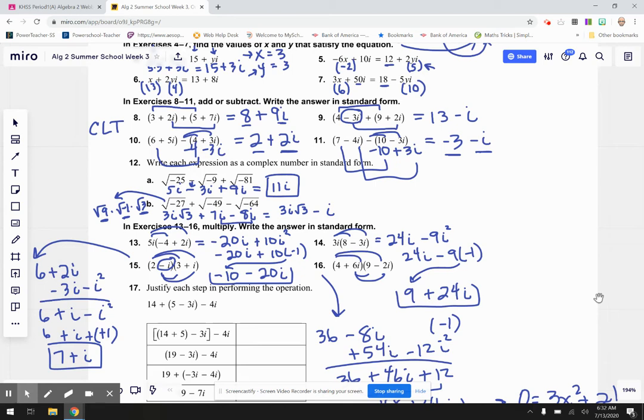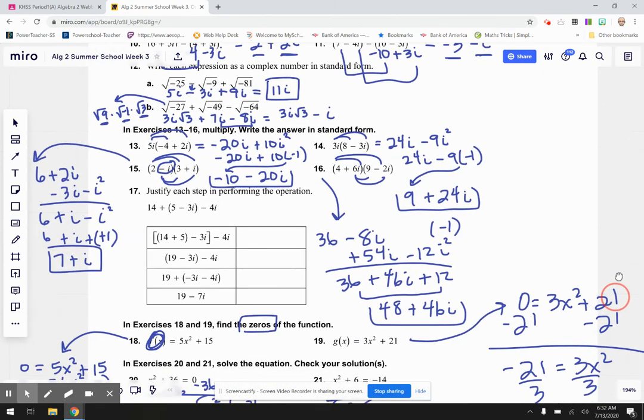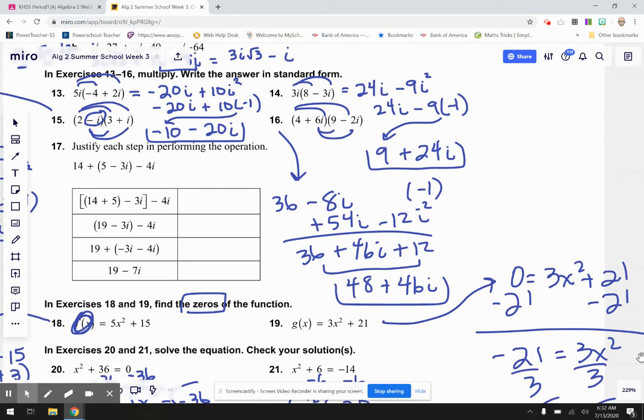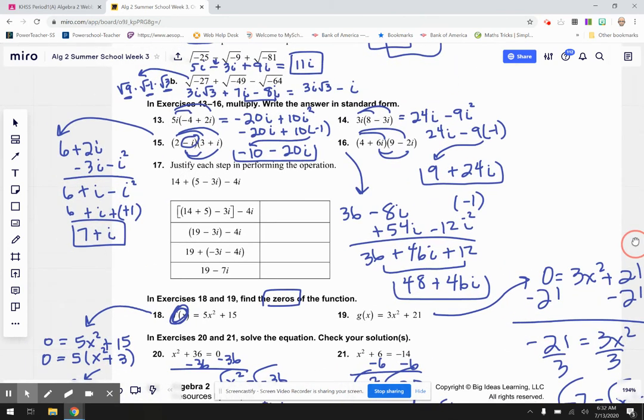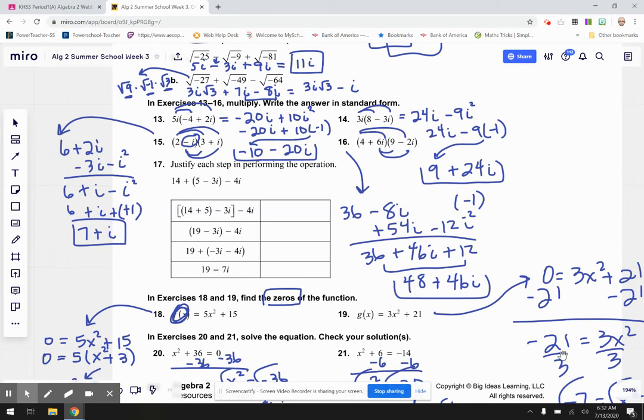13. You have to distribute. Okay, so you're just going to multiply. I have to do this so you can see it. Okay, there you go. So you have to multiply the 5i times both terms. 5i times 4 is negative 20. And negative 20i, because it's 5i times negative 4, so negative 20i.